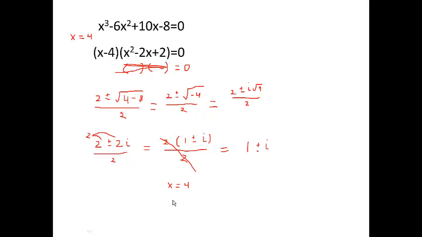That right there gives me two solutions because x equals 1 plus i, and I have a solution of 1 minus i. So I have right here my three solutions to the polynomial x to the third minus 6x squared plus 10x minus 8. So that is huge, what we just did.